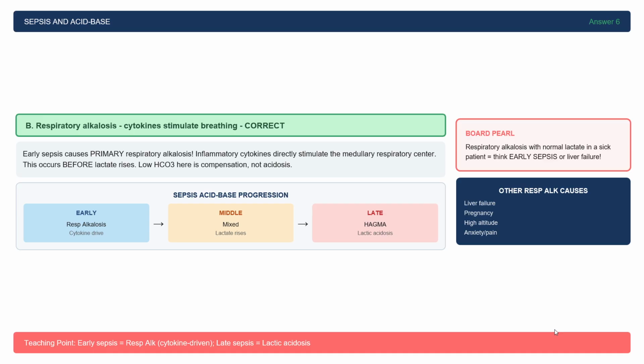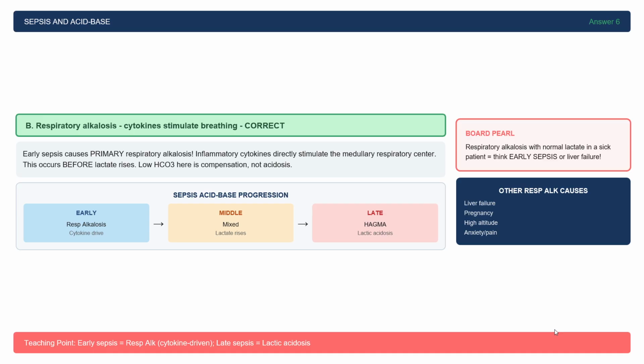A helpful way to think about sepsis is in stages. So, in early sepsis, respiratory alkalosis is common because cytokines drive hyperventilation. As sepsis progresses into the intermediate stage, you may start to see mixed acid base patterns as lactate levels begin to rise. And in late sepsis, patients often develop a clear high anion gap metabolic acidosis from lactic acidosis.